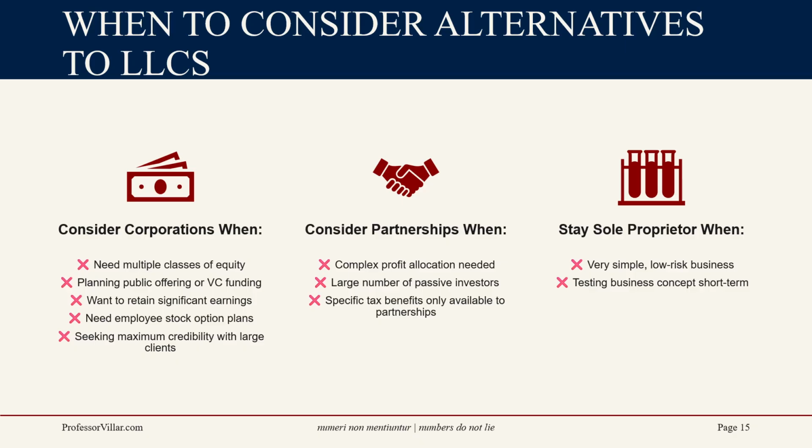And corporate governance structures may also be better for things like employee stock option plans, and sometimes will enhance your company's credibility with large clients, investors, financial institutions. Consider staying as a sole proprietorship for a very simple, low-risk business when you're just testing the concepts, or a partnership in very similar situations when, let's say, you have a second partner like your spouse.